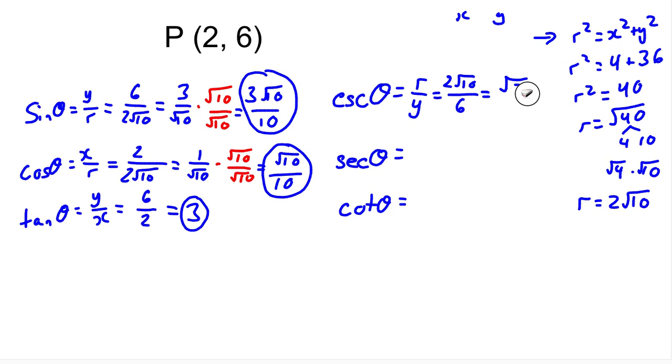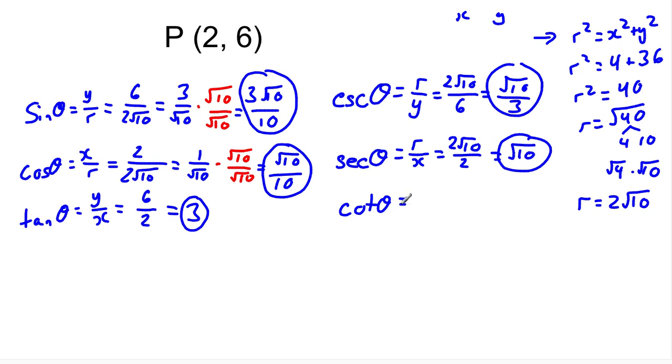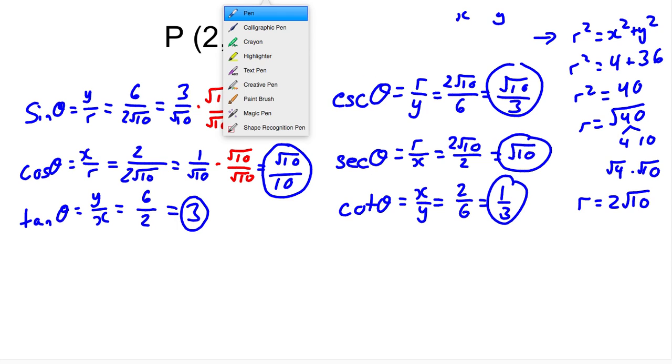There we go. No denominator to reduce or to rationalize. Secant would be r over x, so that would be 2 root 10 over 2. The 2's drop out, so I'm left with root 10. Circling my answers. And then finally, cotangent would be x over y, which is going to equal 2 over 6, or 1/3. Reduce the fractions.